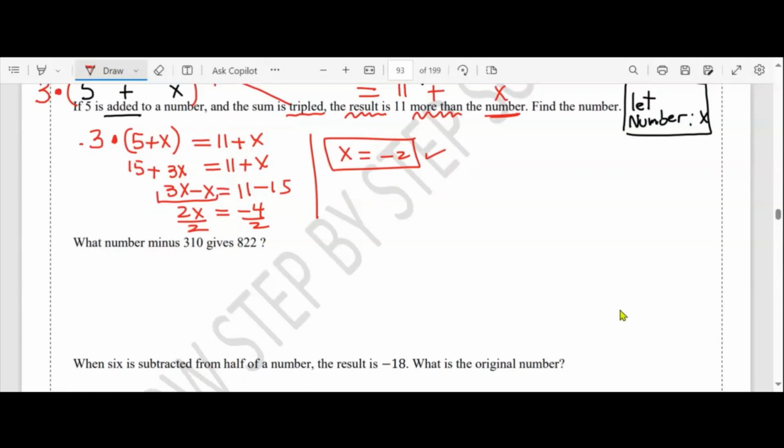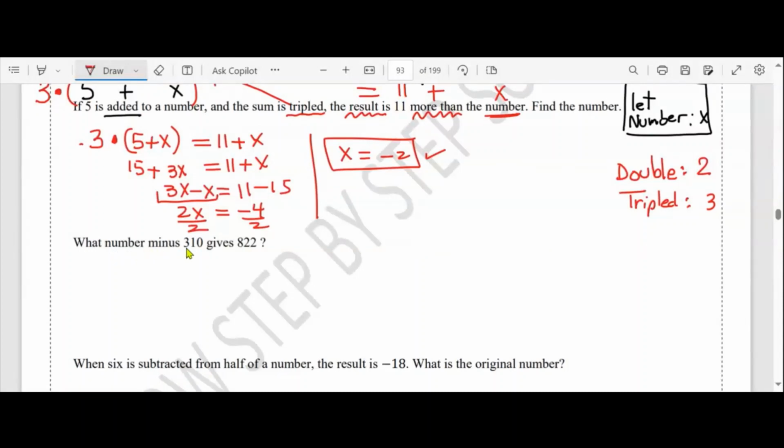Is this clear? So you have to be careful with treble. Double means what? What does double mean? Times 2. Yes, 2. Treble means what? Times 3. Okay. Next one.